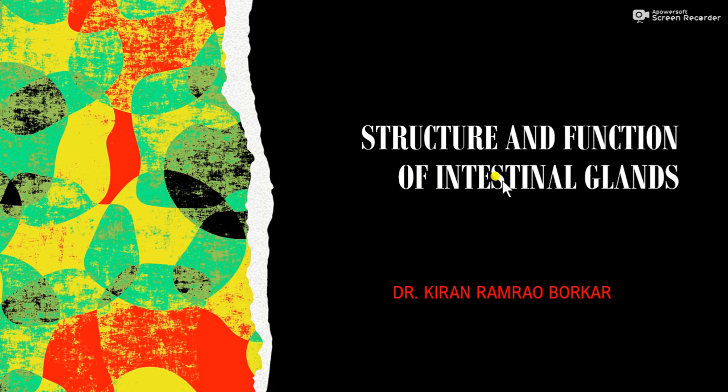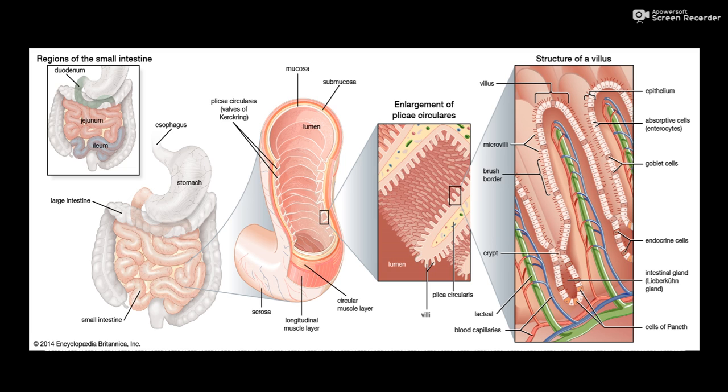Today I'm going to explain the structure and function of the intestinal gland. Before starting, I will explain the regions of the small intestine. The small intestine consists of different parts. The upper part is called the duodenum, the middle part is called the jejunum, and the lower part is called the ileum. These are the three different parts of the small intestine.